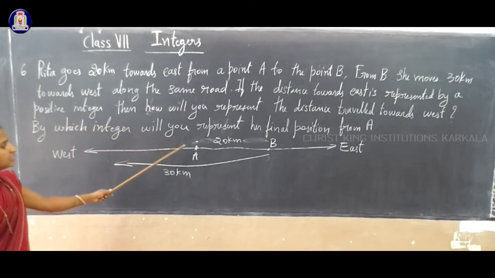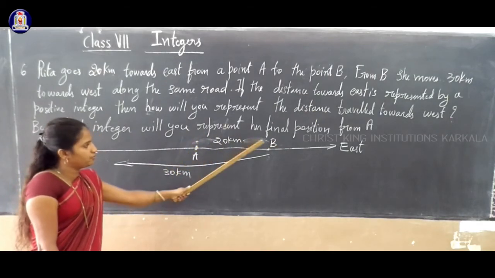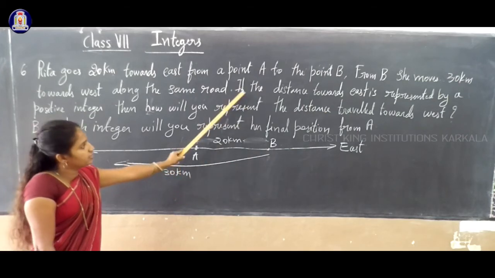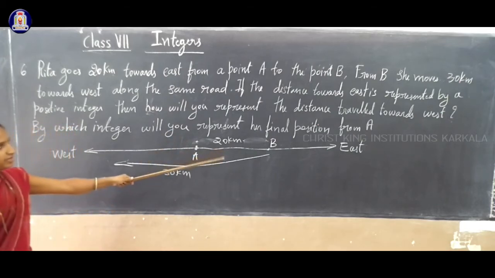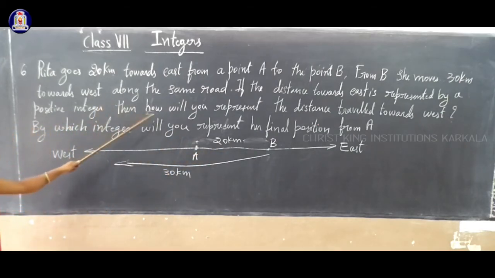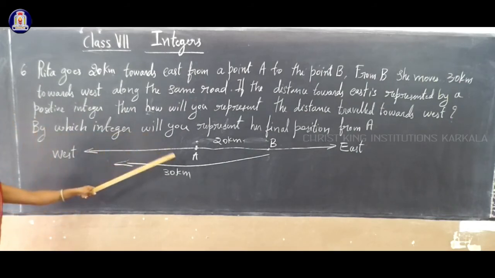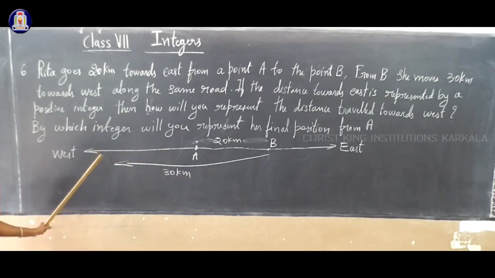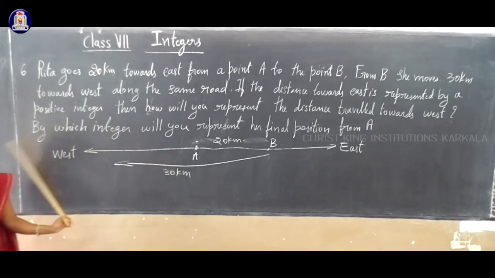Why? Because here from A to east direction, distance between A to B is represented by positive integer. So if the distance towards east is represented by positive integer, then how will you represent the distance traveled towards west? That is opposite, right? So it is a minus, negative integer. So the answer is we will represent the distance traveled towards west by negative integer.